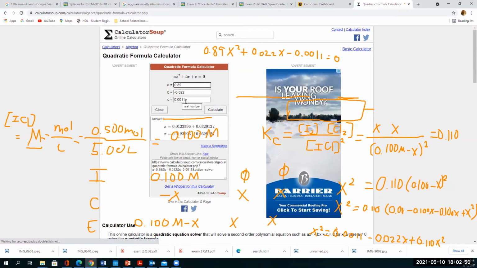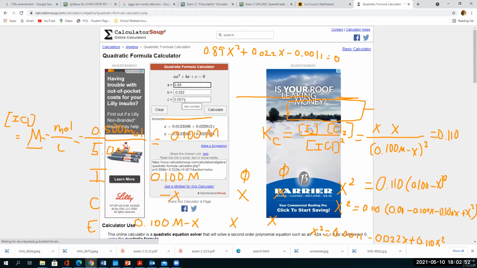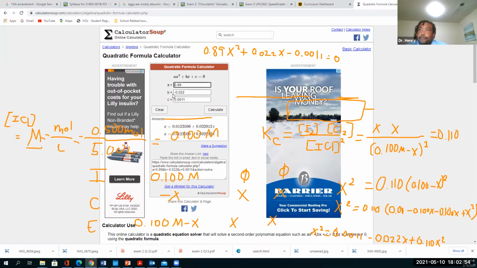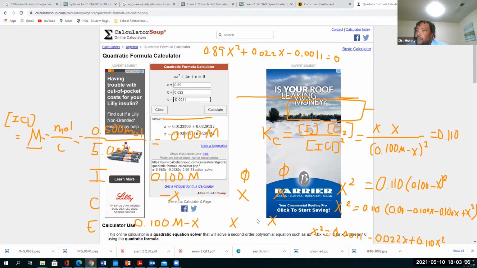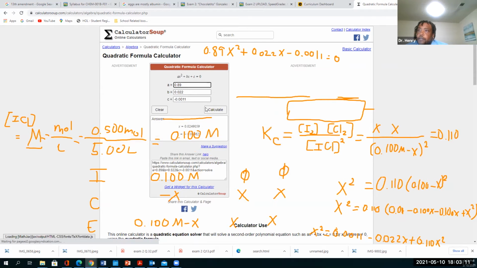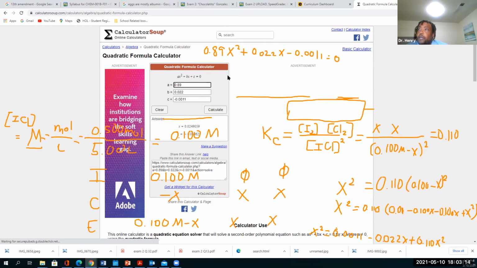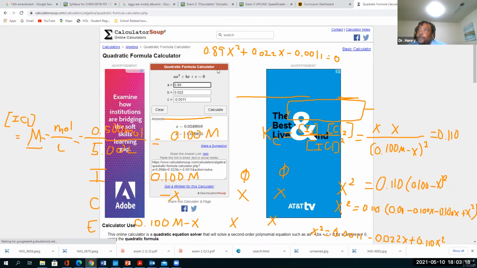Isn't the coefficient for C supposed to be negative? Yeah, you're right. Okay. So I have a typo in my last one. Okay, so we have two values.